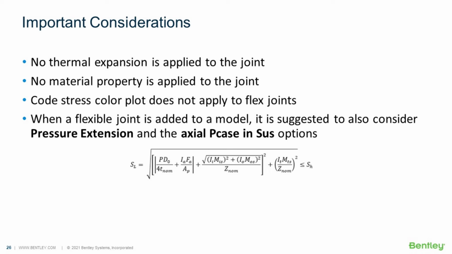One other note about pressure extension, the first option that I showed for each static analysis set: the axial force that's reported in the code compliance for sustained category combinations has three components. It has your axial force due to gravity, your axial force due to longitudinal pressure, and the axial force due to pressure extension. The axial force due to longitudinal pressure is a reverse calculation from the longitudinal pressure stress.